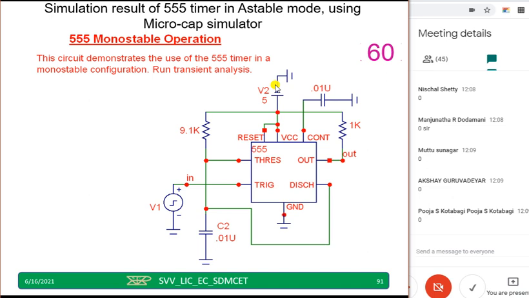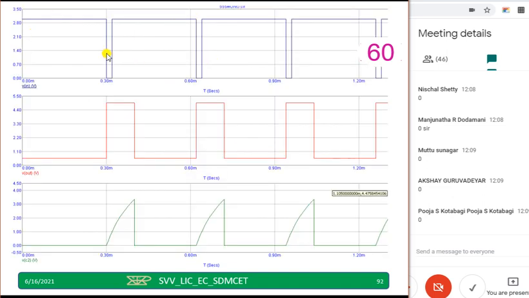This is a monostable multivibrator. Somebody was asking, sir, we don't have a lab, what to do? I'm doing it in simulation. See, a lot of simulators are available. Just do the simulation. This is a monostable. I have done the simulation, and whenever I apply the trigger, the output goes positive. During that time, charging is taking place.